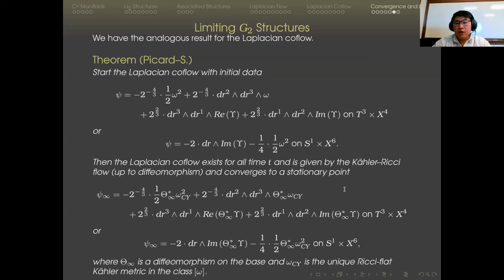And we get the analogous result for the Laplacian coflow, right? If we start the coflow, everything is done by running the Kähler-Ricci flow on the base up to diffeomorphism, and it converges to a stationary point given by some pullback of the Ricci flat Kähler metric on the base. And those will ultimately give us the torsion-free G2 structures on the product.